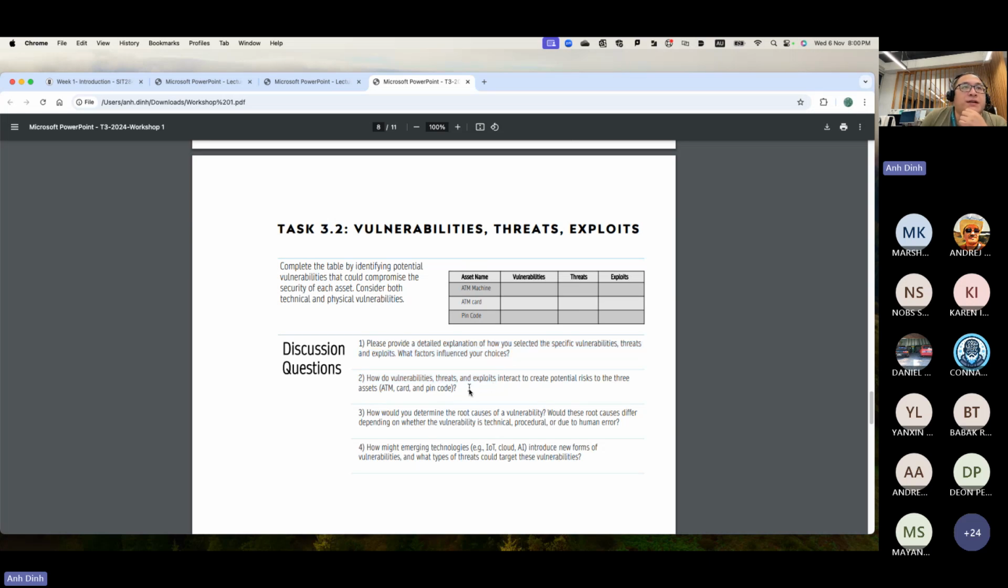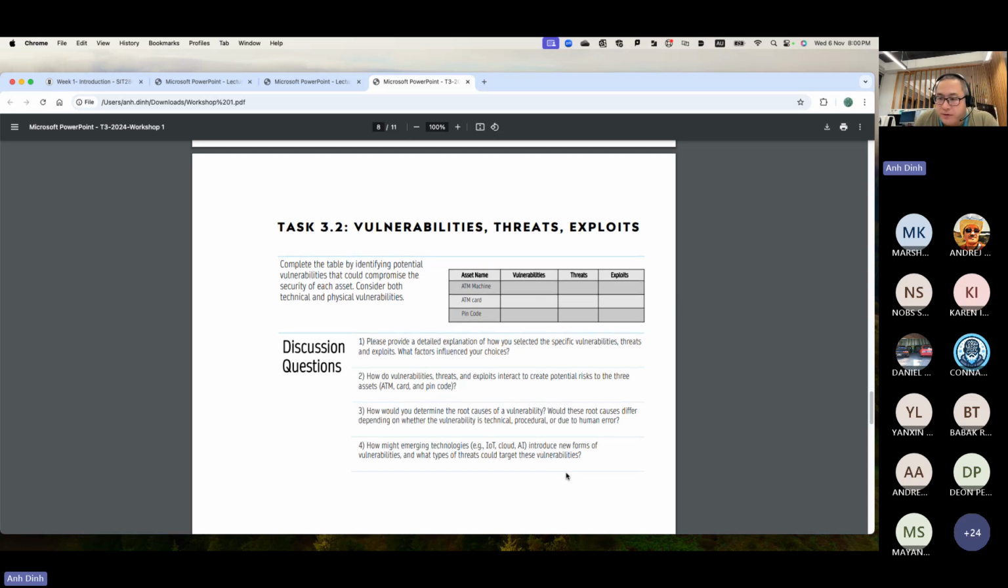Okay, so once you fill in this table, there's a set of questions for you to think about, like how would you determine the root cause of a vulnerability? So this requires you to think a bit deeper. In this table, you list some vulnerabilities that you think are there, but this question asks how would you validate your thinking, right? How would you actually make sure that this vulnerability is actually there? So yeah, it's interesting.